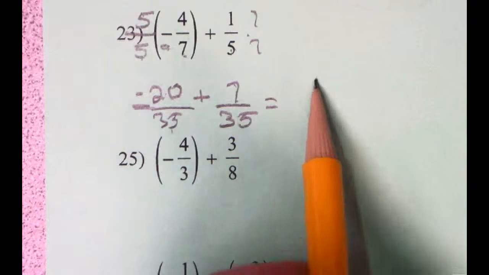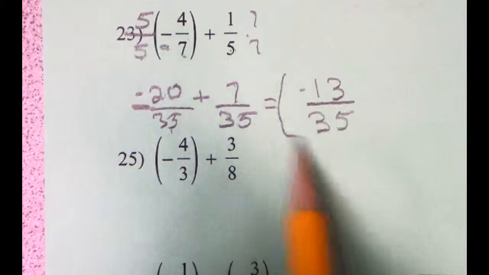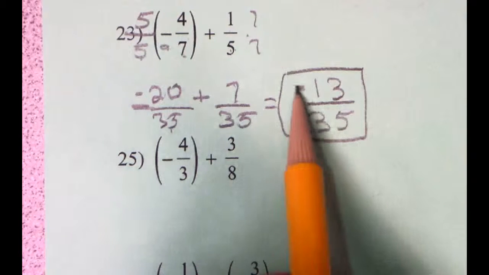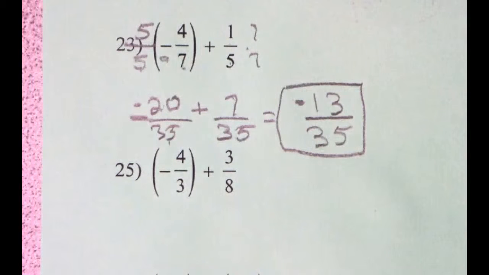So my answer is 13 over 35, right? And the negative. I'm repeating this over and over because you get focused on doing all the fraction work, saying how easy it is, and then you get frustrated because you're not getting answers on Khan Academy. It's taking forever. It's the negatives, all right? Just be careful.